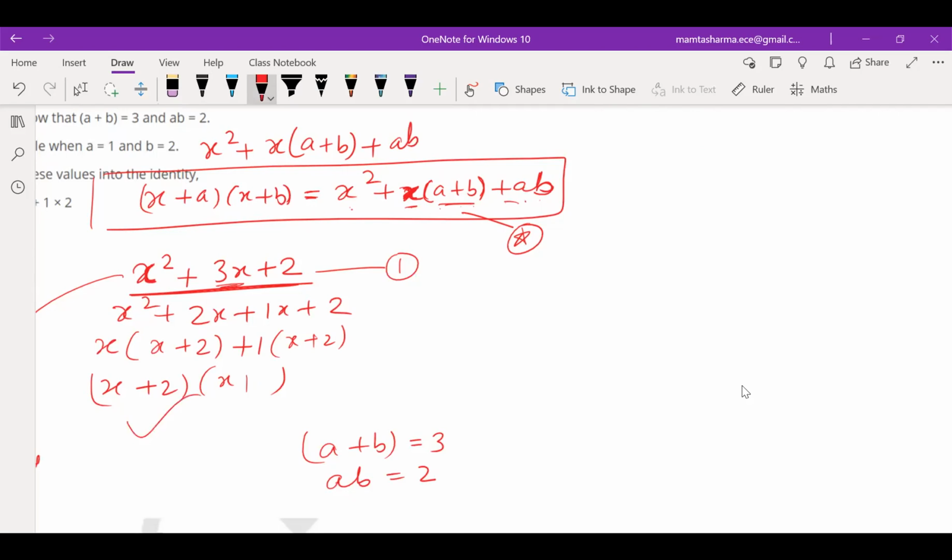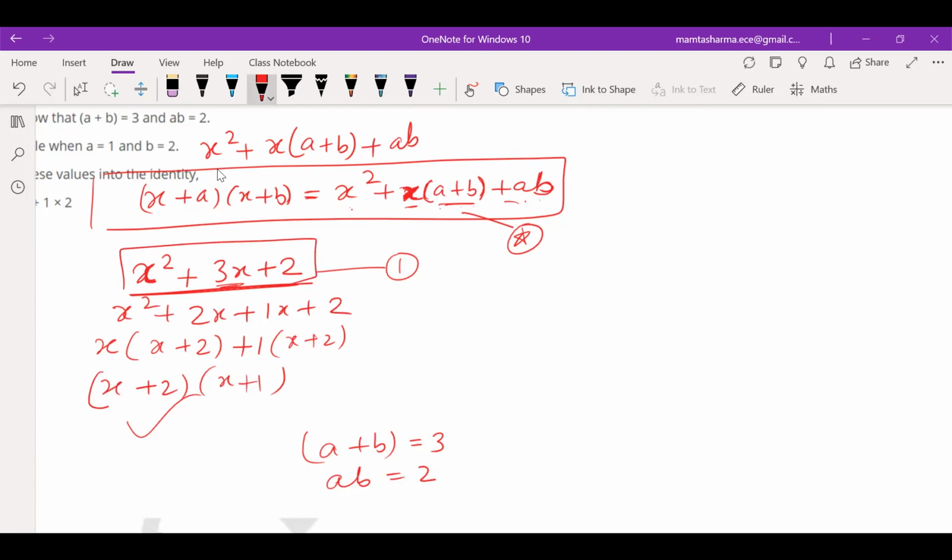If we multiply x plus a, x plus b, we'll get x square plus x into 2 plus 1, plus 2 ones are 2. So x square plus 3x plus 2. This is a way to recheck your answer. We don't have to put it in the plus form again. We have to put it in the multiplication form only, the factorization form. We have to factorize this expression.